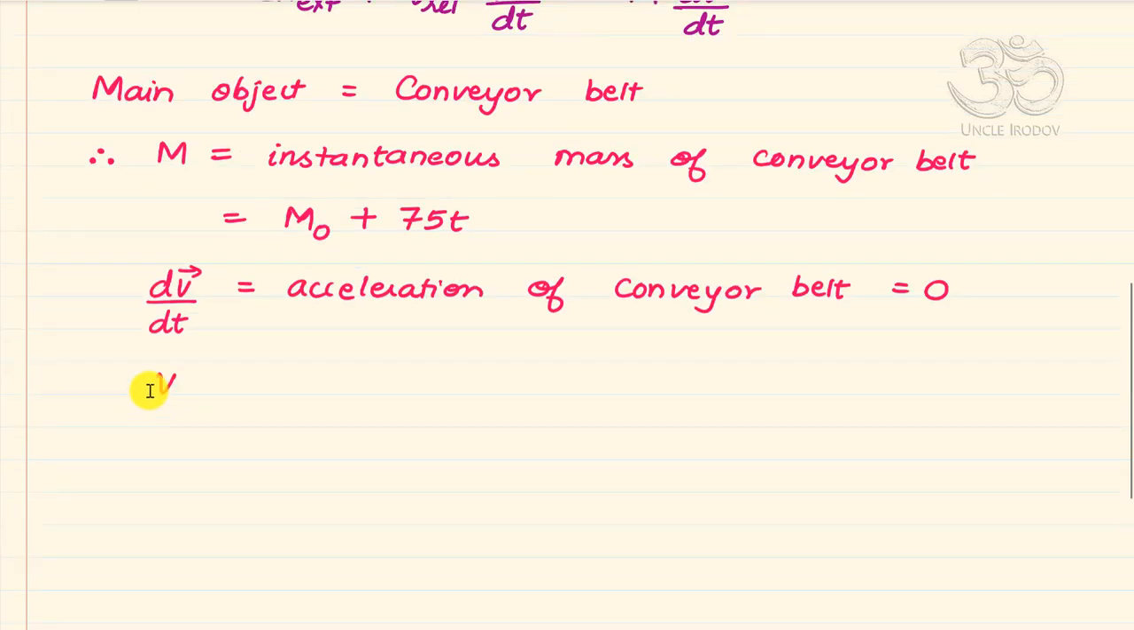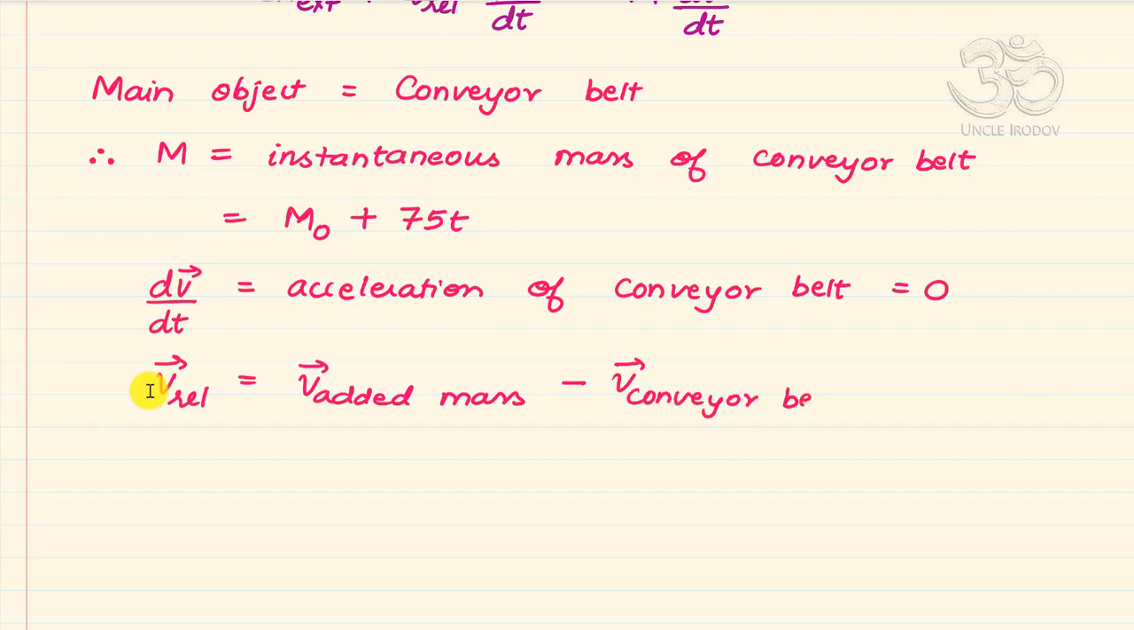VREL will be, so you will have to focus on what are the masses which are being added. So VREL will be velocity of added mass with respect to the conveyor belt. So velocity of added mass minus velocity of conveyor belt. This is what is VREL.